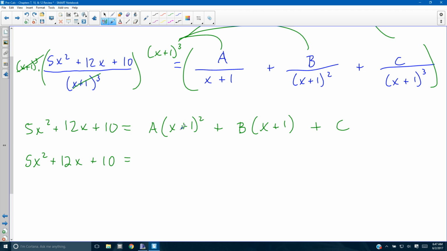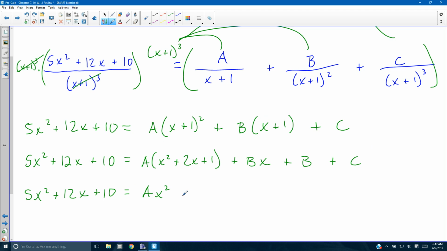So a times this right here will expand to x squared plus 2x plus 1. For b, I can already distribute this: this will be bx plus b. And then this is plus c. So for this one I have to distribute the a here. This will be ax squared plus 2 times a times x plus a. Then plus bx plus b plus c.